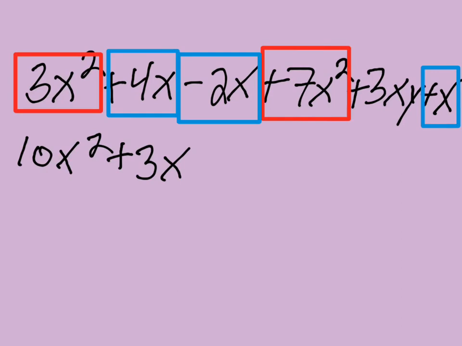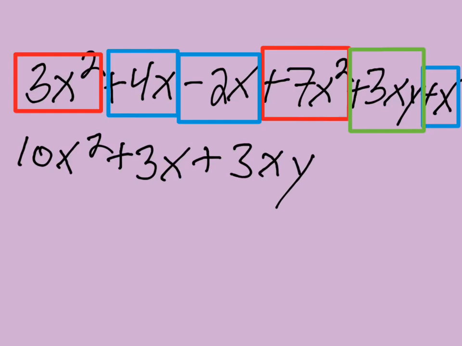And we look, are there any other terms that haven't been boxed yet? Well, yes, there are. So we go ahead and put a box around that last term. And we look, are there any like terms? Well, no, we're out of terms now. So we can just write that as plus 3xy. And that's combining like terms.